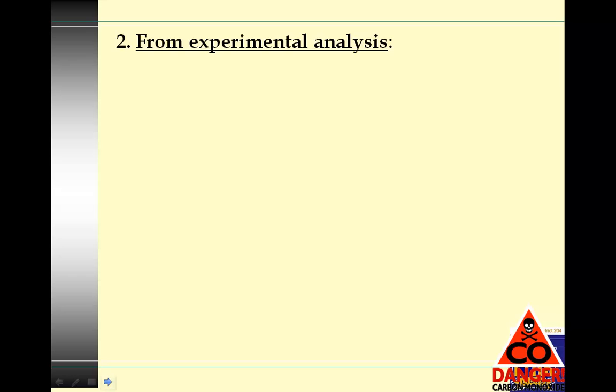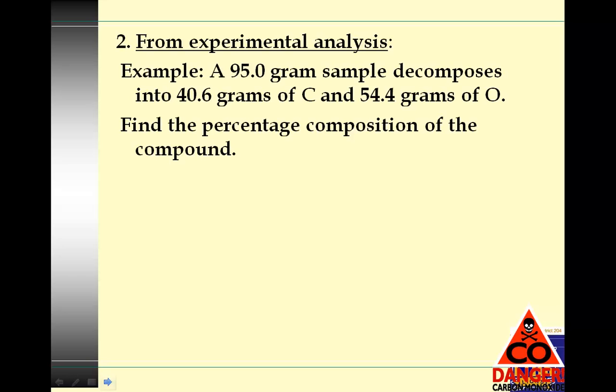So there you go. Another way to show this is from experimental analysis. A 95 gram sample decomposes into 40.6 grams of carbon and 54.4 grams of oxygen. So I don't need to know the actual formula. This is all that they give me. So again, it's going to be from the percent composition of the compound. I'm only going to do O for this one, just so we can get out of here a little quicker. So oxygen is 54. No, you know what? I'm going to do carbon because people would make the mistake with carbon a little bit more. So I'm going to find the percent carbon.